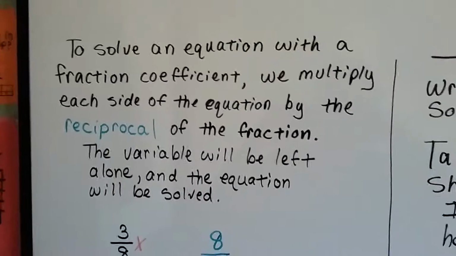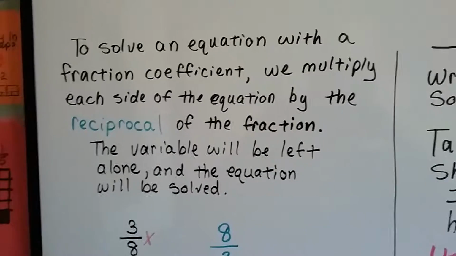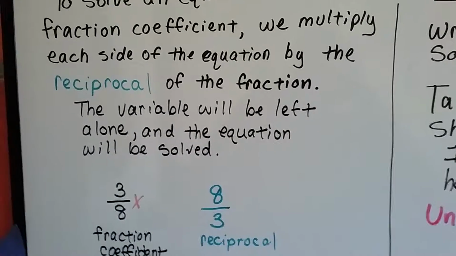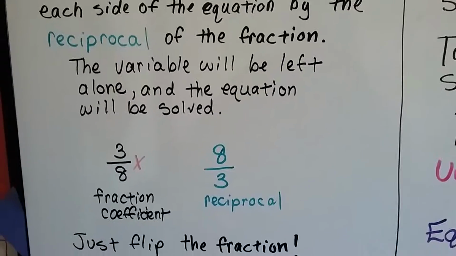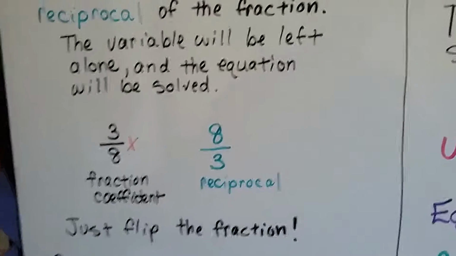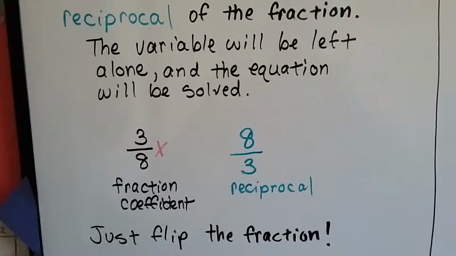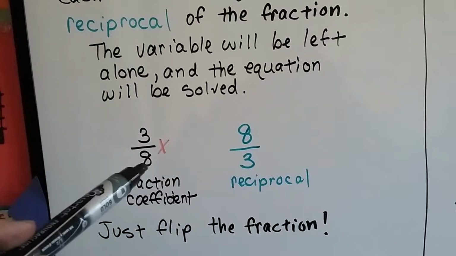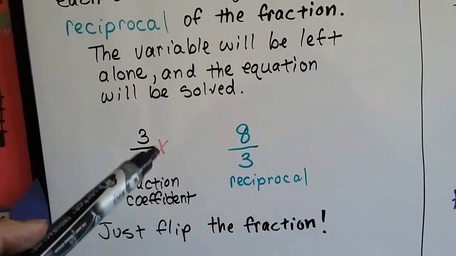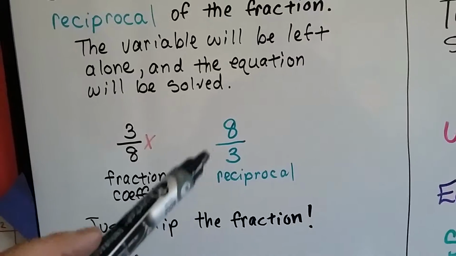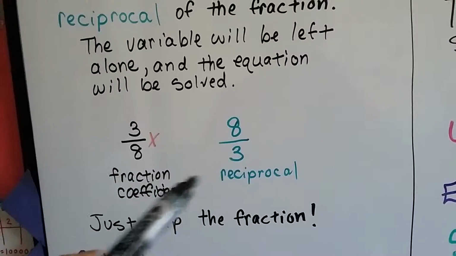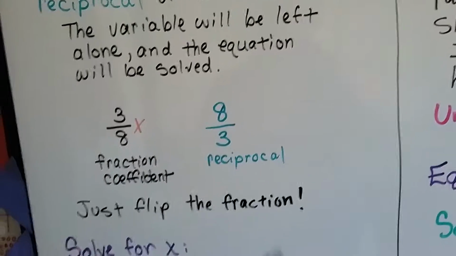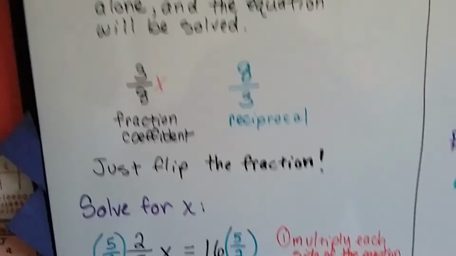So let's see what we've got now. We talked about solving equations with fraction coefficients in the last video, and I told you how we multiply each side of the equation by the reciprocal of the fraction. And then the variable will be left alone and the equation will be solved. So, for the new people who are just watching this as the first video, this is the fraction coefficient. It's 3/8, it's a fraction, and it's a coefficient because it's got this variable next to it. The reciprocal for it is it flipped over. Instead of the 3 as a numerator, it's now as the denominator. See? It's standing on its head. So just flip that fraction around and turn it into a reciprocal.